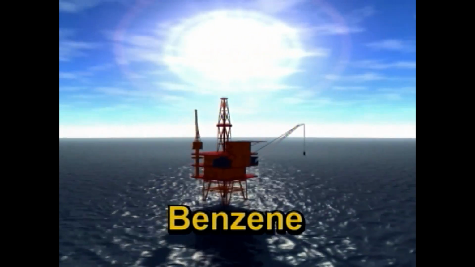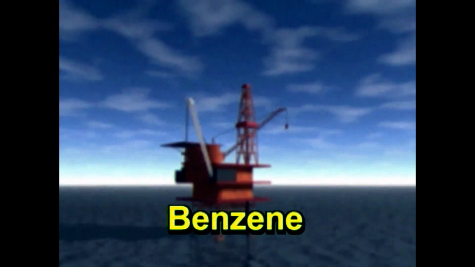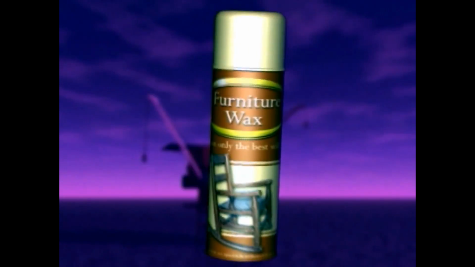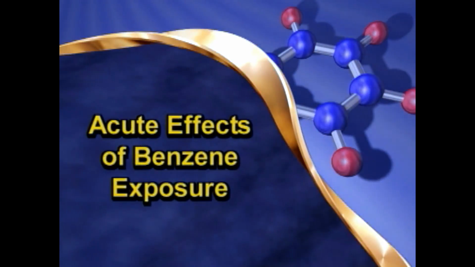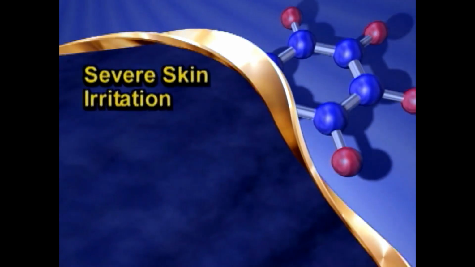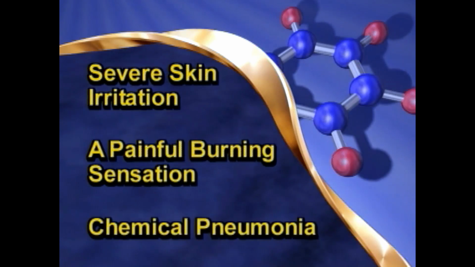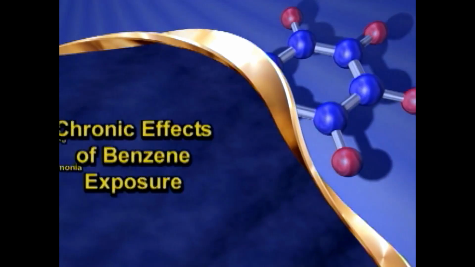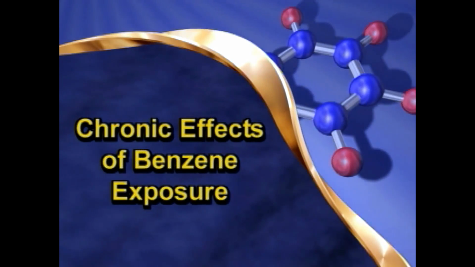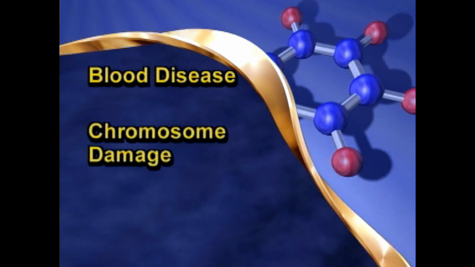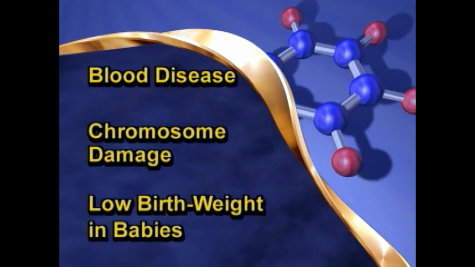Benzene, for example, occurs naturally in crude oil and natural gas. It is commonly used as a solvent or raw material in the manufacture of a number of products. The short-term or acute effects of benzene exposure include severe skin irritation, a painful burning sensation, and a condition known as chemical pneumonia. In this condition, benzene is absorbed rapidly through the skin, causing your lungs to swell. Exposure to low concentrations of benzene over a long period of time can produce chronic effects including blood disease, chromosome damage, and low birth weight in babies.